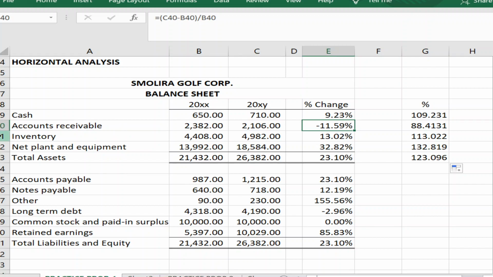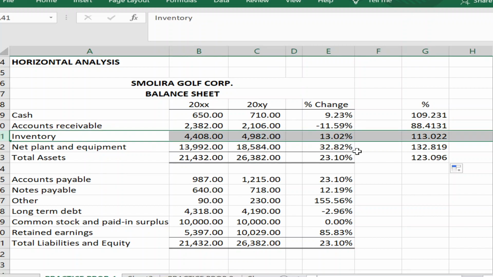Then for our inventory, we can see that it has increased by 13.02%. Is this good or bad? If we want to get the current ratio for the company, this will contribute to greater current assets. But we have to take note that inventory is not as liquid as cash and accounts receivable. In accounts receivable, we only need to collect it so that it will convert to cash, but for inventories, we still need to sell it, and if we sell it on account, we still need to collect it. So it takes more time before this becomes cash.